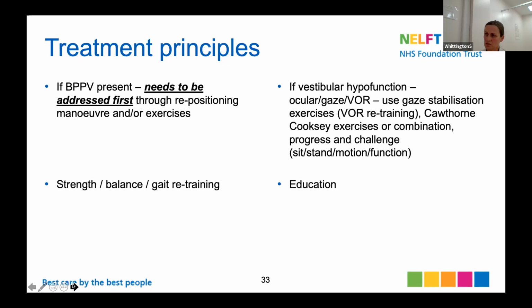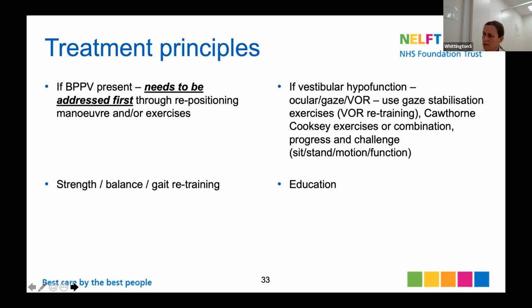So if it is present, you need to address this first through either the repositioning maneuvers or through the exercises I pointed out first. And then you can go on to improve their vestibular function by improving their ability to focus on something while they move their head, retraining that vestibular ocular reflex. So there are lots of exercises there, the gaze stabilization exercises for the focus, the Cawthorne-Cooksey exercises. They are more around the ocular side and head movements and whole body movements. You can use all this.